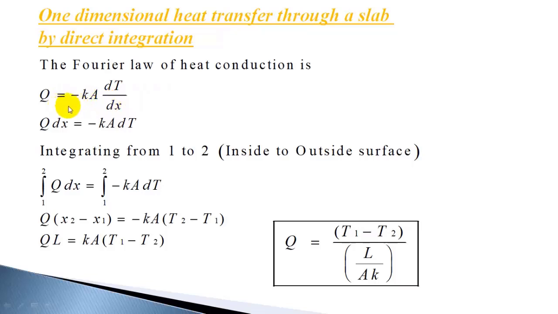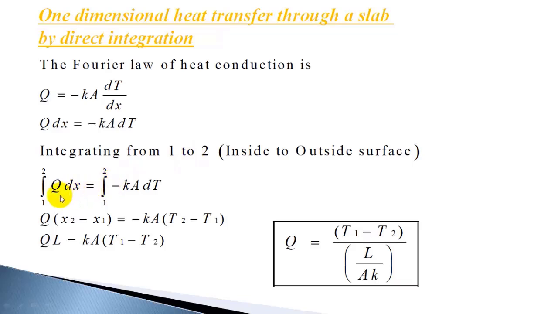Fourier law of heat conduction is Q is equal to minus KA dT by dx. Now Q dx is equal to minus KA dT. Integrating from 1 to 2, that is for the slab from left hand to right hand, integral Q dx is equal to integral 1 to 2 of minus KA dT. Now Q is a constant. Rate of heat flow is constant when it is a steady state process.